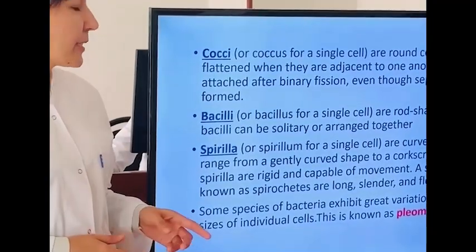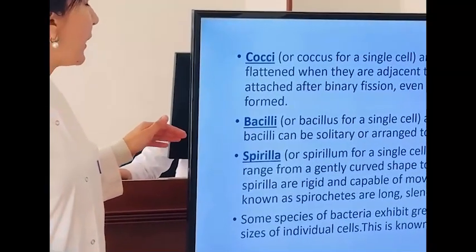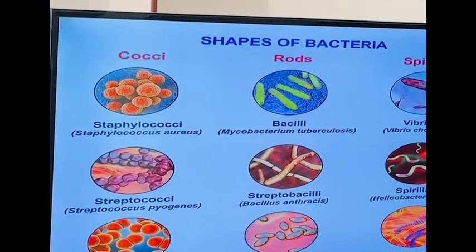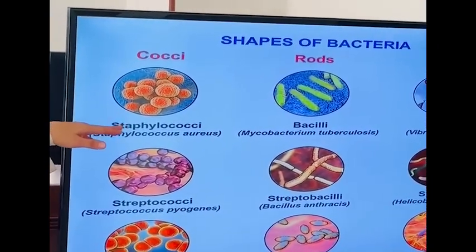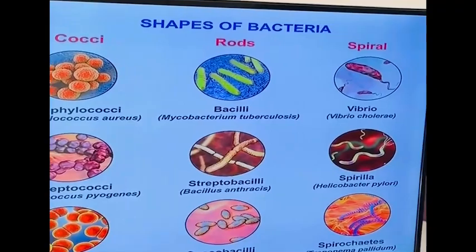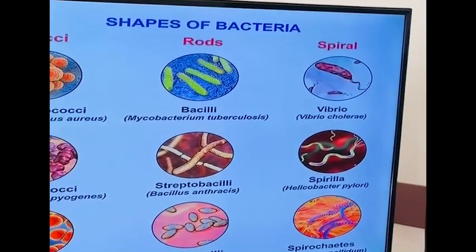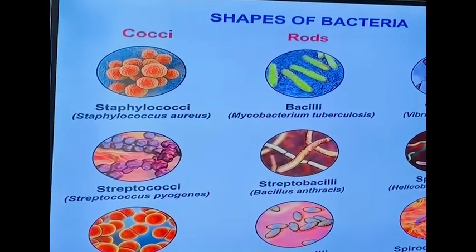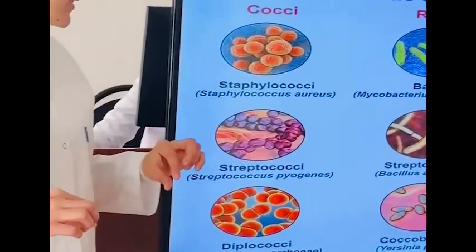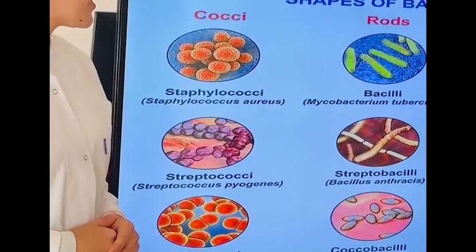And here we can see many of the shapes of bacteria. For example, Staphylococcus: if you look at Staphylococcus, you can remember grapes. And here are Staphylococcus aureus shapes. Mycobacterium tuberculosis is a bacillus shape, and Vibrio cholerae is a spiral shape. And Streptococcus: if you look at Streptococcus, we remember a woman's necklace, they are located like that. And Streptobacillus, Bacillus anthracis, and spirilla, Helicobacter pylori.